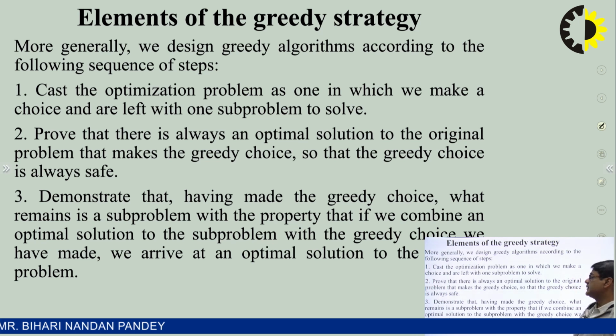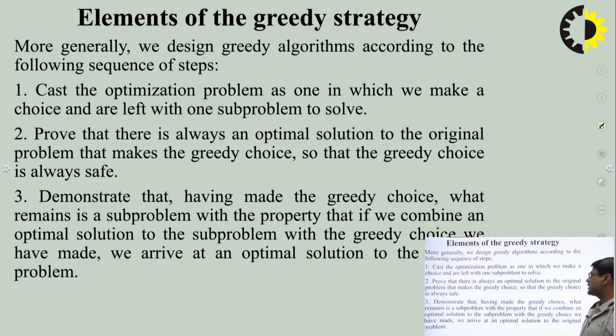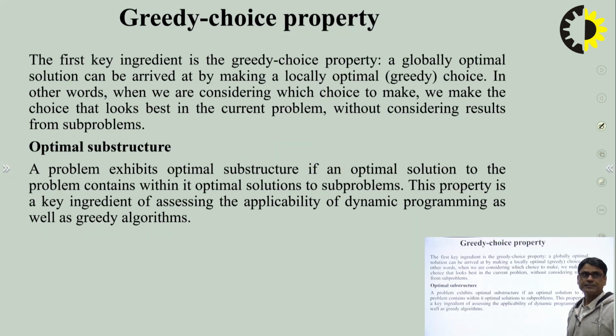And the third one is to demonstrate that having made the greedy choice, what remains is a subproblem with the property that if you combine an optimal solution to the subproblem with the greedy choice we have made, we arrive at an optimal solution to the original problem. Whatever solutions we get through applying this greedy choice, these solutions combined make a solution that is treated as an optimal solution. That must be ensured by using these algorithms.